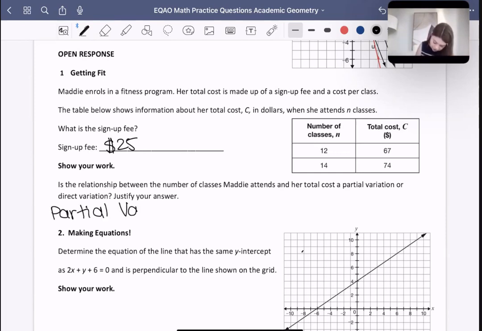Whereas direct variation would be if there was no initial sign up fee. So if you only pay for every class you go to, so if it was just pay $10 per class and there's no initial fee, that would be an example of direct variation. Whereas here we do have a sign up fee that is not $0. So we do have to pay just to be a part of this fitness program before we can even sign up for any classes and pay the fee per class, which sounds like it was $3.50 for the class fee, right? And so therefore, it is partial variation, and that's the reason. Good.